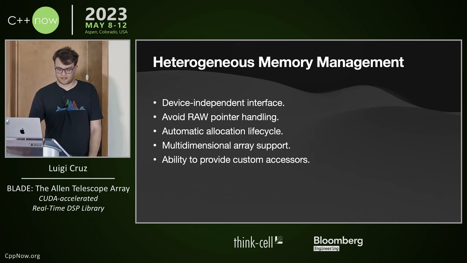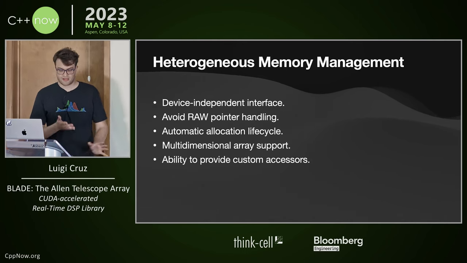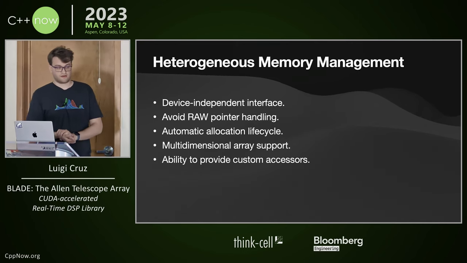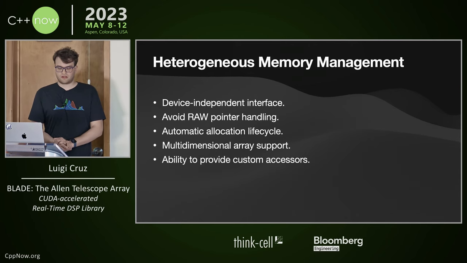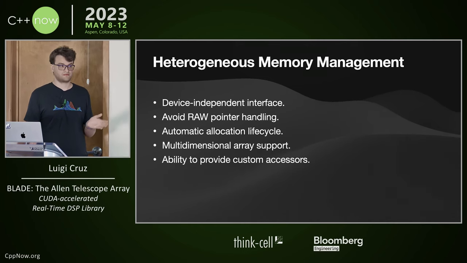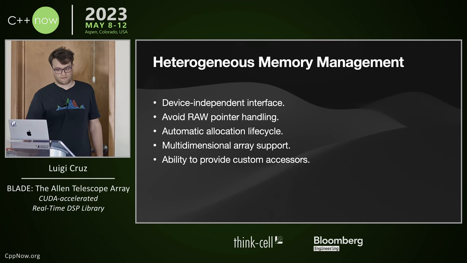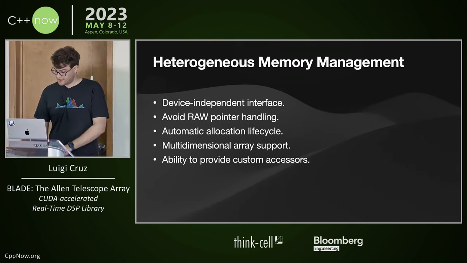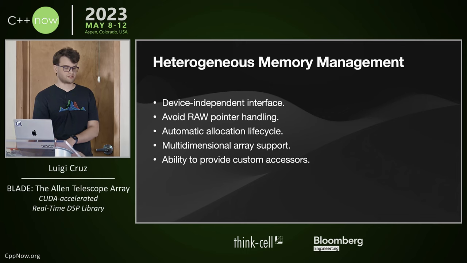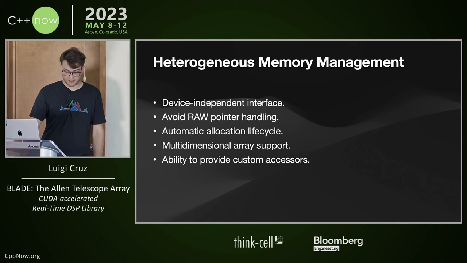So we came up with something called Blade Vector, and its main focus is to handle the heterogeneous memory allocation, and also fulfill all these requirements here. The allocation interface should be independent of the device, in this case being the CPU and the GPU. No raw pointers. I think we all learned this at some point. Automatic allocation, lifecycle handling, and multi-dimensionality, similar to what mdspan implemented in C++23.